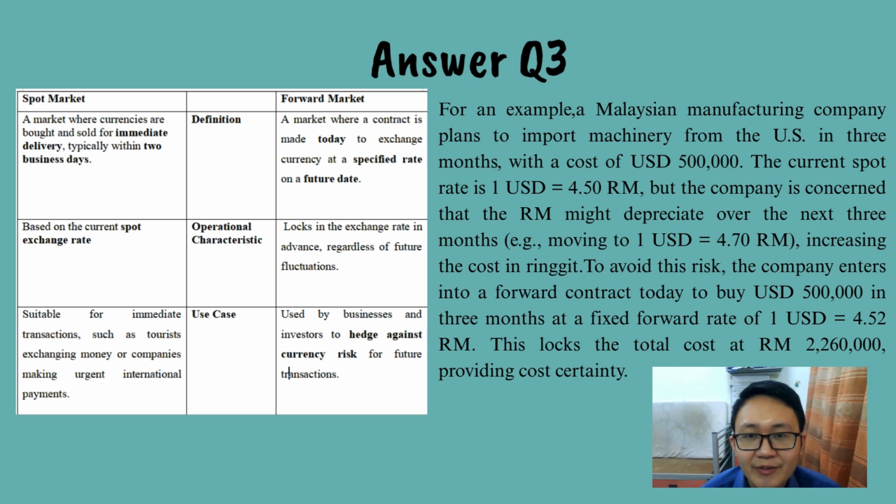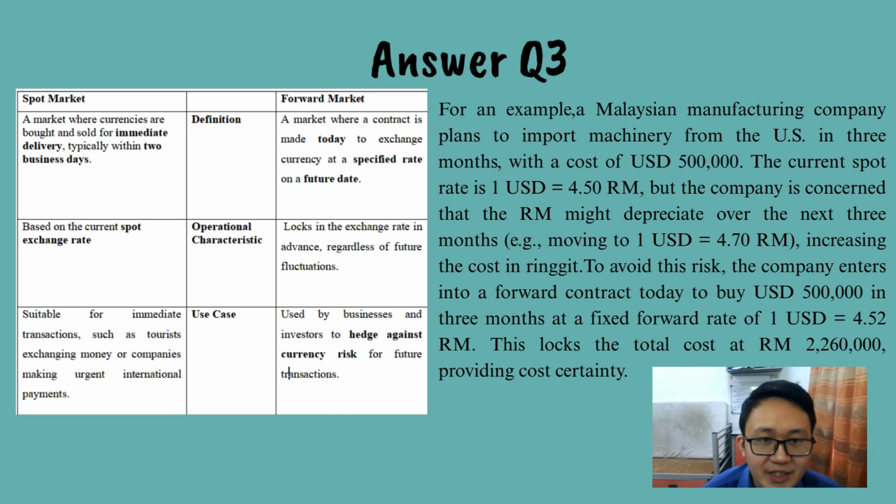The forward market refers to a market where a contract is made today to exchange currency at a specific rate on a future date. The operational characteristic is that the forward market locks in the exchange rate in advance regardless of future fluctuations. The use case of the forward market is that businesses and investors use it to hedge against currency risk for future transactions.